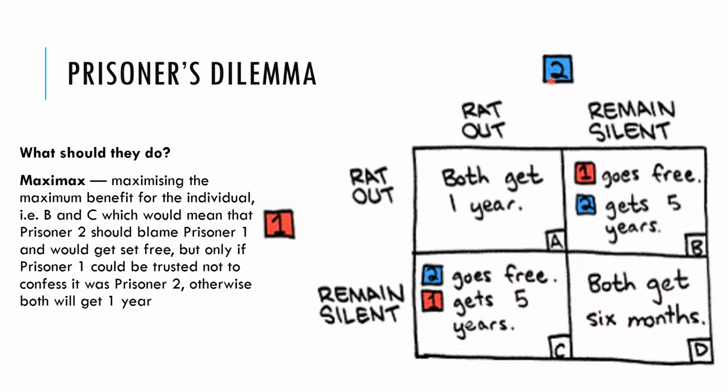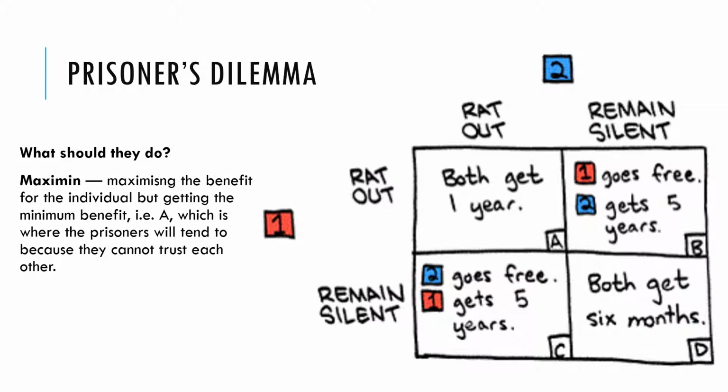So from that perspective, the maximum benefit for me and the maximum result would be to rat on person 1. Say it was person 1 who committed the crime. If they then remain silent, I'm going to get what I would call the max scenario. I'm maximizing my individual benefit, and I get the maximum best result for myself. However, if I can't trust person 1 and they rat me out as well, I'm going to end up getting 1 year in prison.